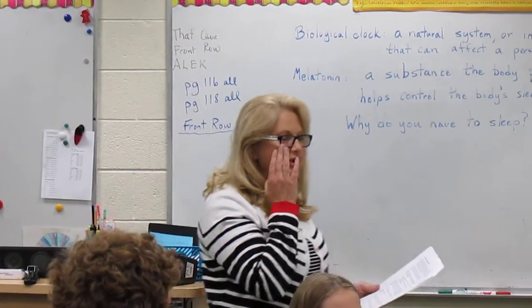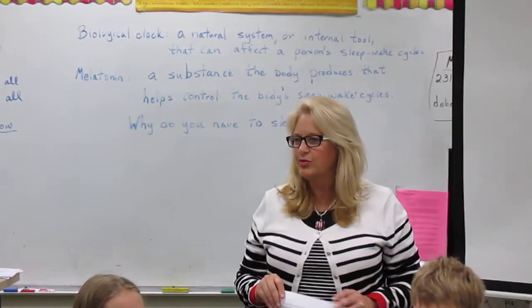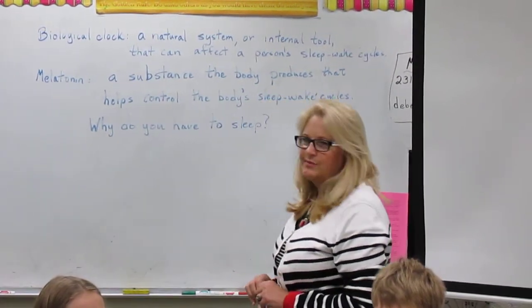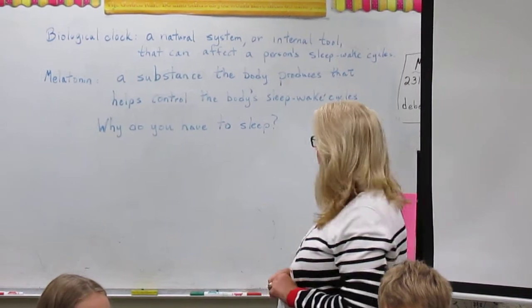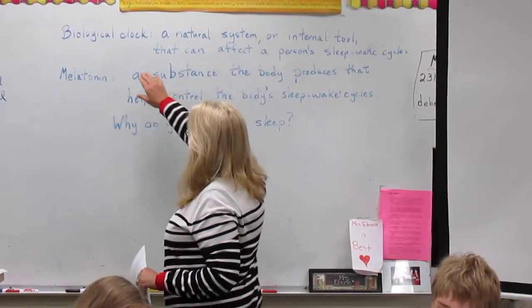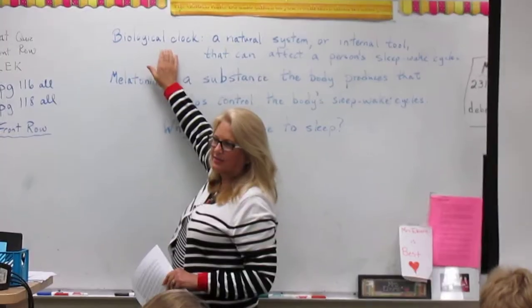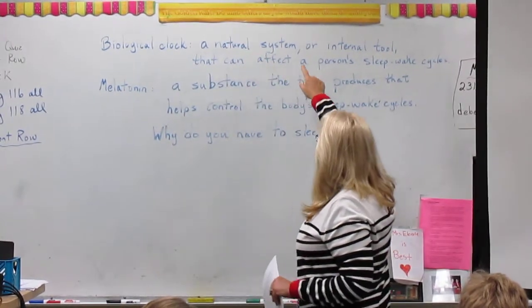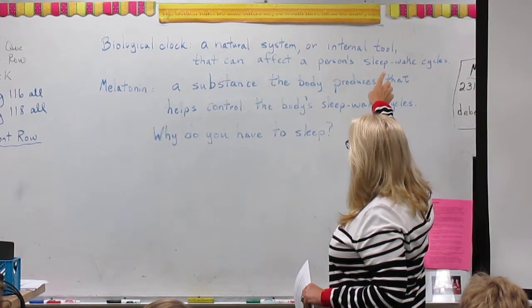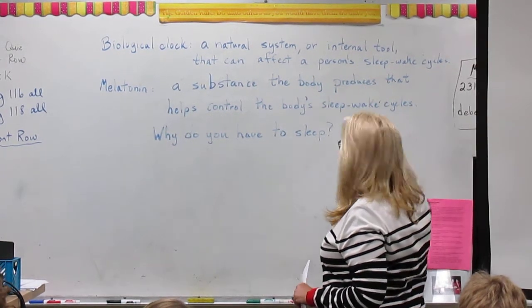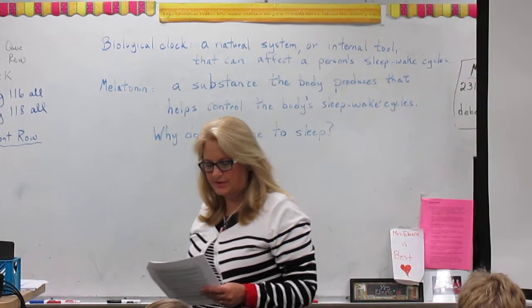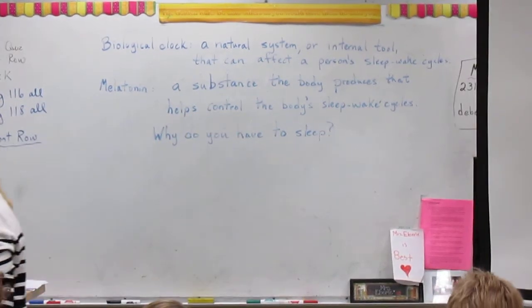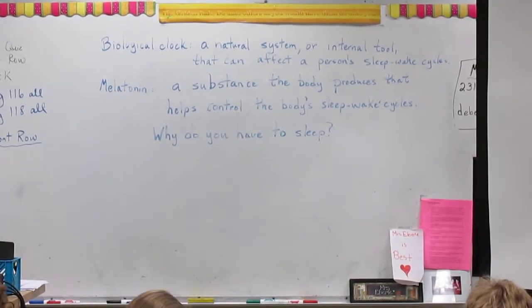So the first thing we have to talk about is some definitions to words you may or may not know. And you've got line paper in front of you to go ahead and take these down. First one is a biological clock. Biological clock is a natural system or internal tool that can affect a person's sleep-wake cycles.